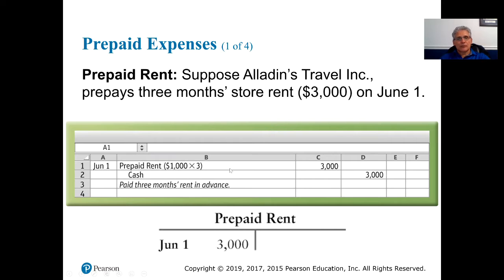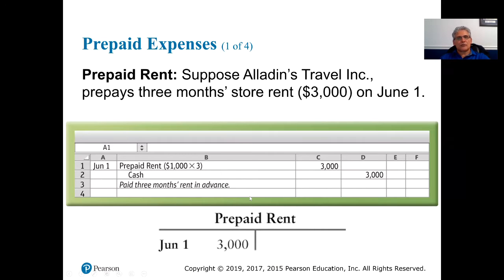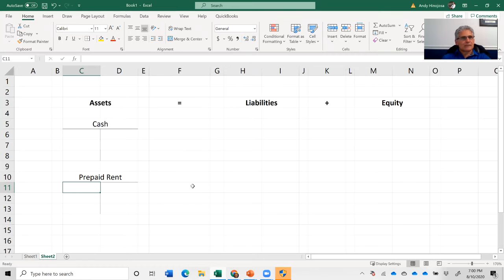That's the journal entry. From the journal entry, we need to post this journal entry to the ledger. That's what it says here. From the journal, it goes to the ledger. So let's do that. So we're going to debit $3,000. We'll say that's number one because that's June 1st. Debit prepaid rent and credit cash. Now we don't have a beginning balance here, so we don't know what that beginning balance is, but we'll just go with the entries and the impact of those entries on the accounting equation.